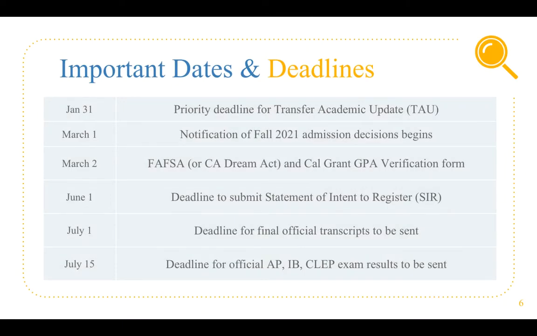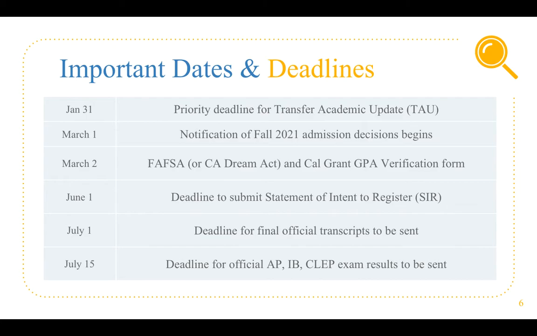So, important dates and deadlines. First of all is January 31st, as I've already mentioned. That's the priority deadline for the transfer academic update. Next is March 1st. That's typically the beginning of admissions decisions for the fall 2021 application cycle. Then March 2nd is your FAFSA or California Dream Act and the Cal Grant GPA verification. So the financial aid related deadline is March 2nd.